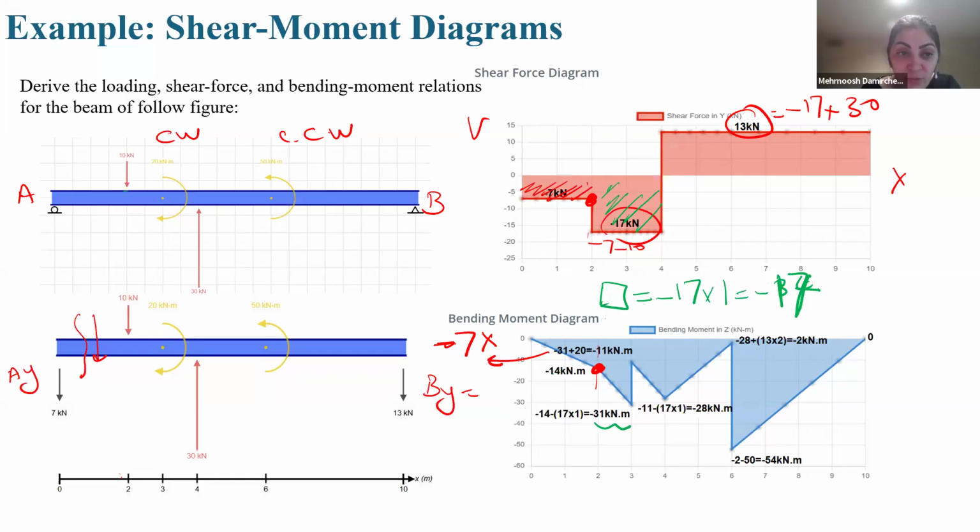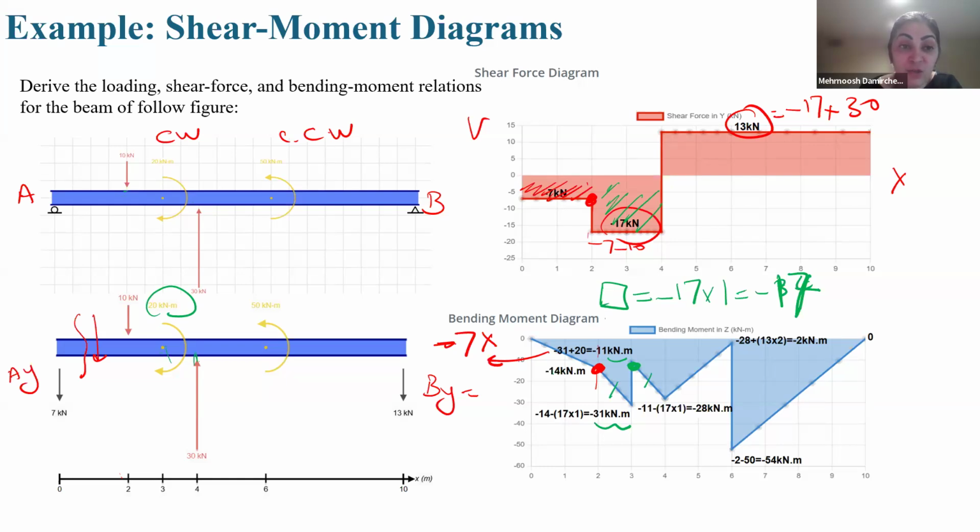This moment caused to what? To jump. How much? Plus 20. If you remember, I told that when we have clockwise, jump, counterclockwise, drop in bending moment. Minus 31 plus 20, the amount of this will reach to minus 11. What is this? This point, it is minus 11. Okay, from here to here, from these 2 points, the slope of the line does not change. What is the slope of line? Minus 17. So this line and this line are parallel. Again, we find this area, minus 11 minus 17 times 1, minus 28.